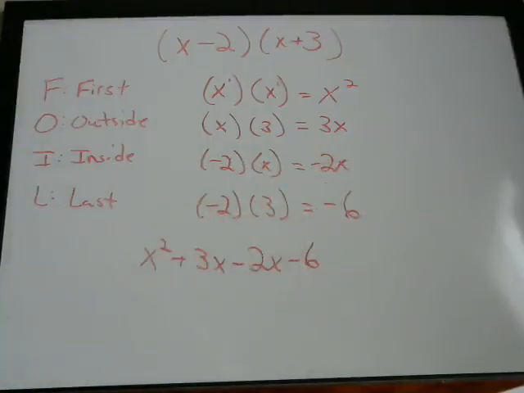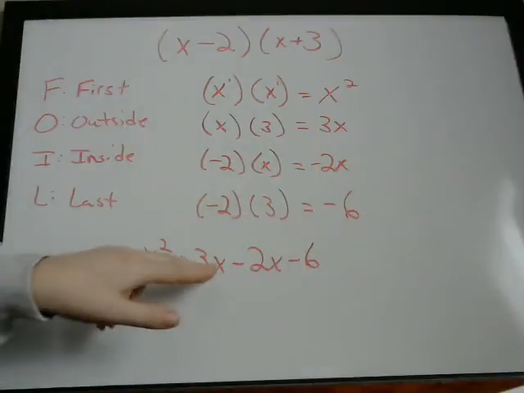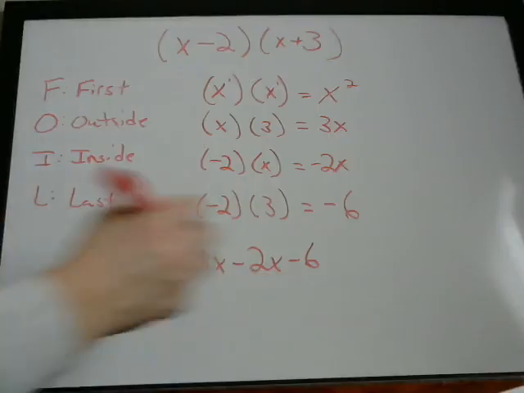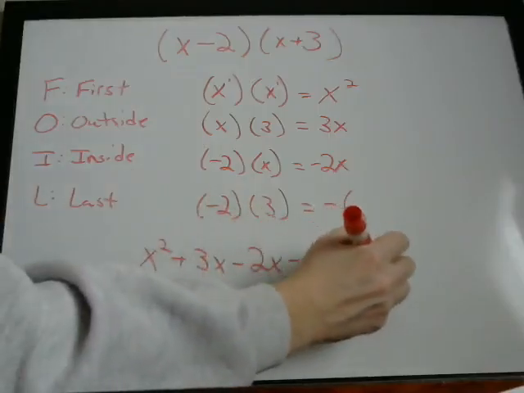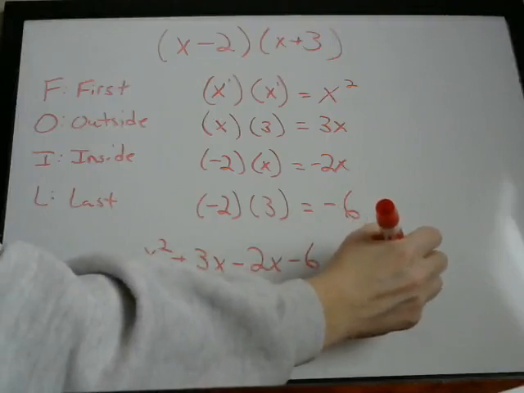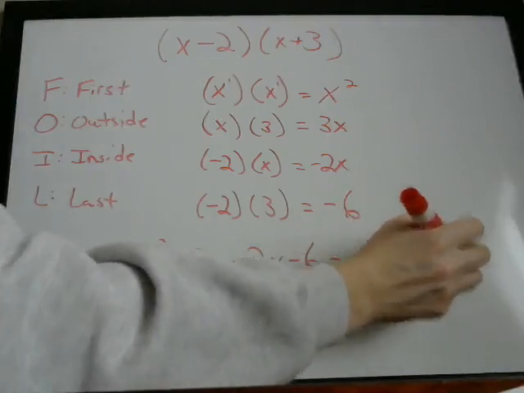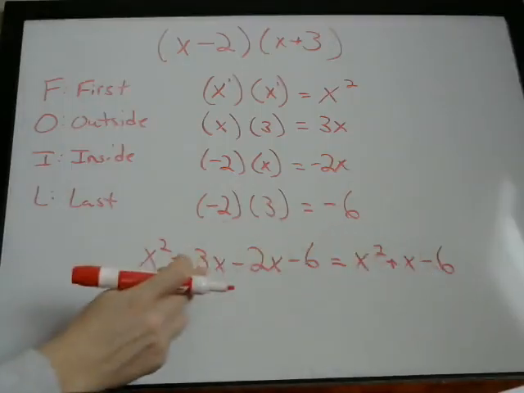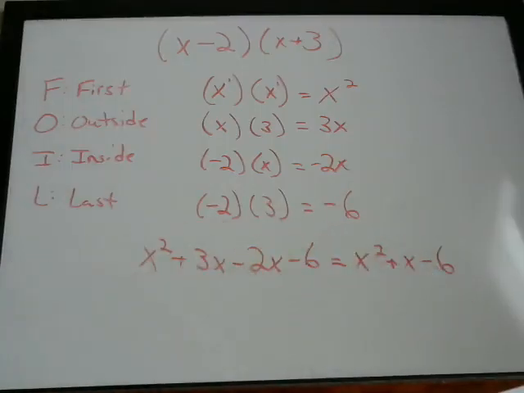Now, if you remember when we were adding polynomials in that video, here we can combine these, right? Because there's an x and there's an x. So 3x minus 2x just equals x. If you don't know how to do that, watch the part 1 video. So this becomes x squared plus x minus 6, because 3x minus 2x is x.